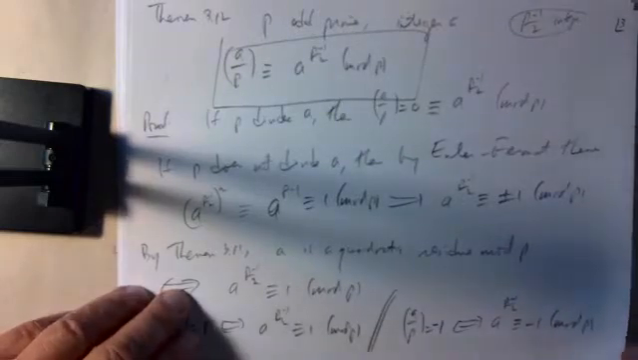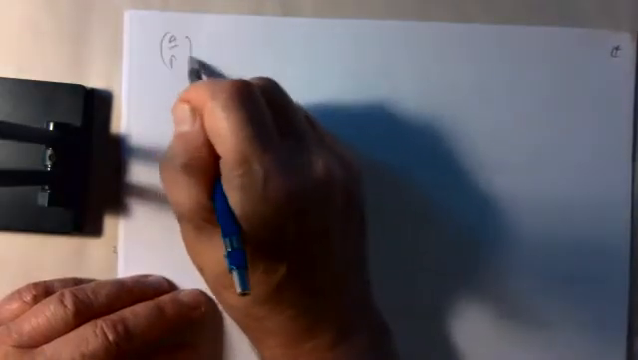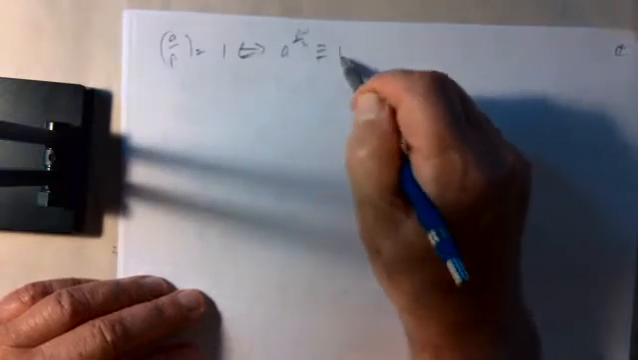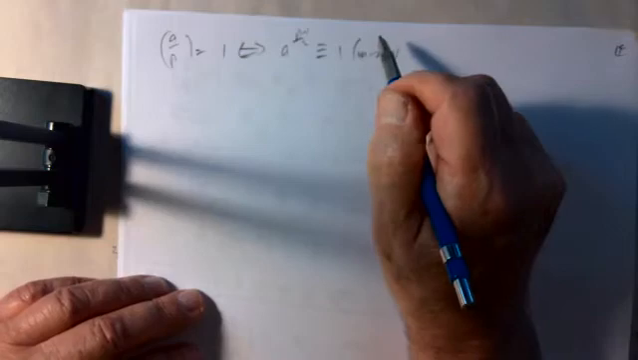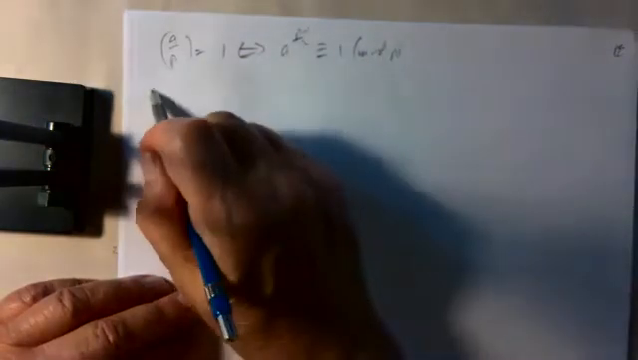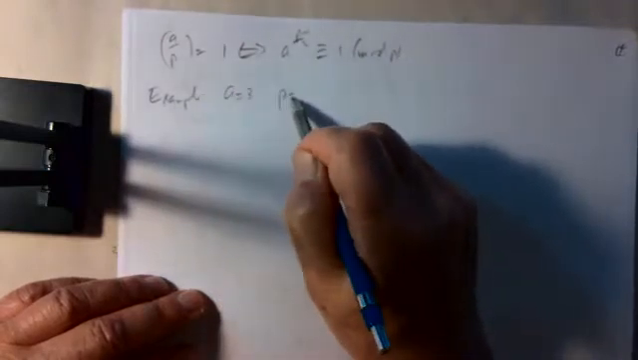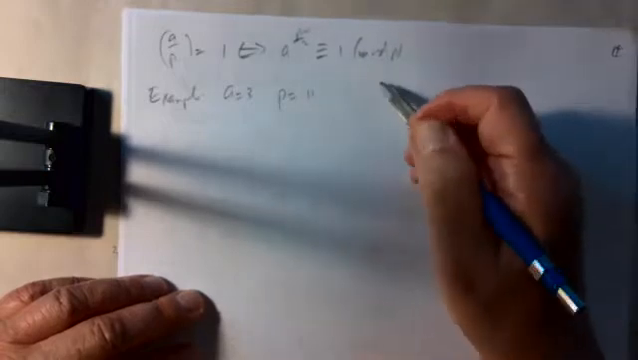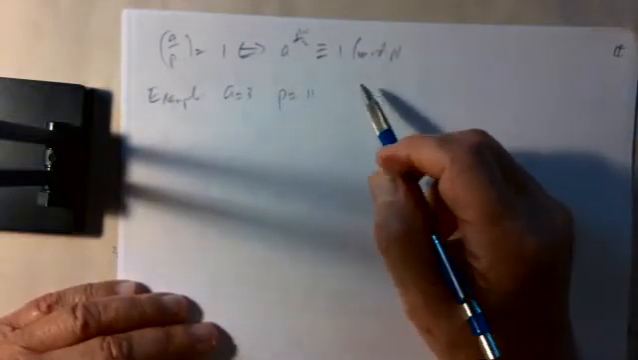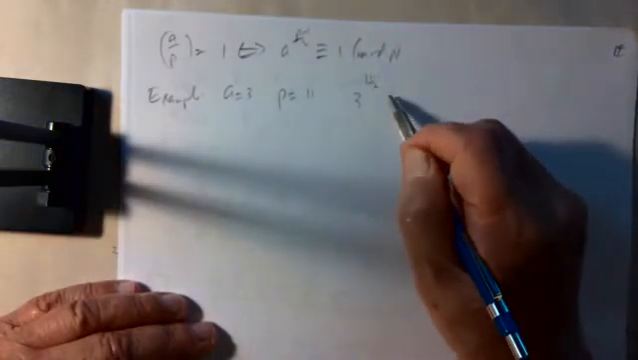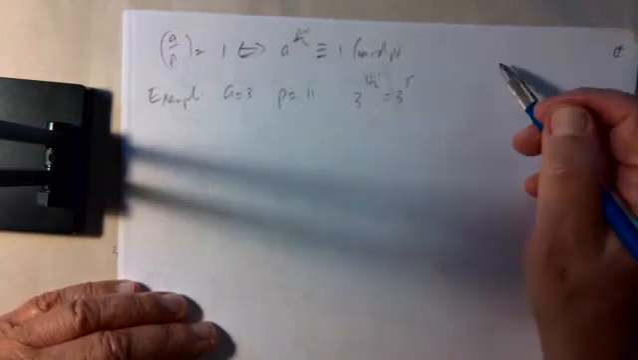Let's just look at an example of this. Let me just repeat this here so I have it at the top of the page. a over p equals 1 if and only if a to the (p minus 1) over 2 is congruent to 1 mod p. So, for example, suppose I take a equal 3 and p equal to 11. So I need to compute 3 to the power (11 minus 1) over 2. That's 3 to the 5th.